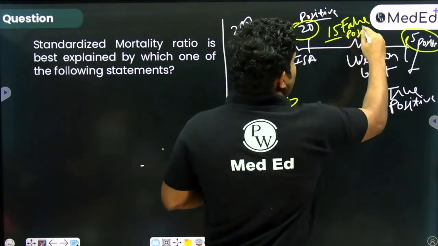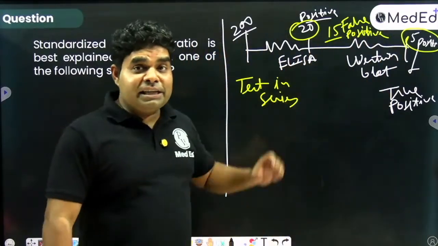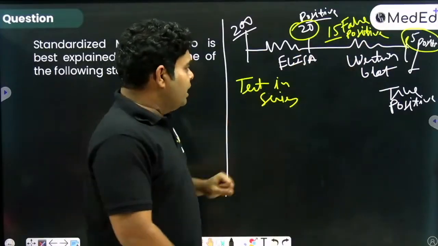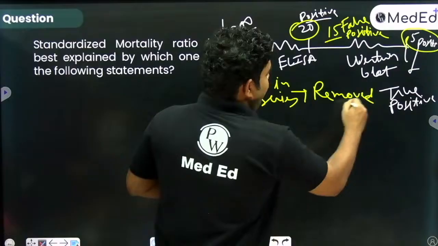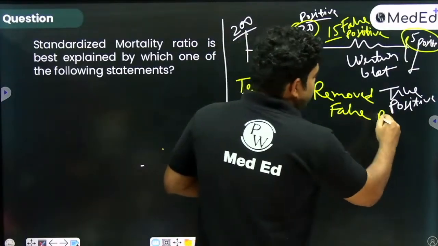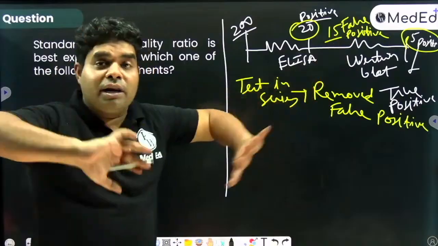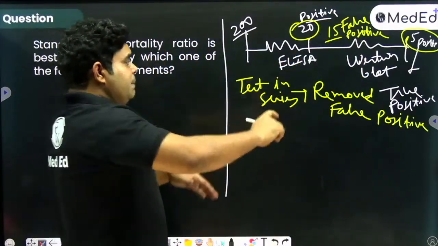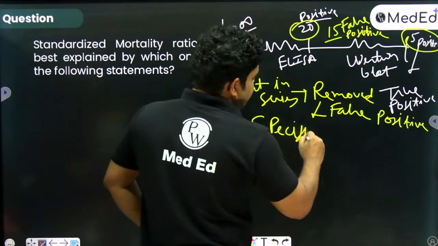ये 15 लोग गलती से ELISA में पॉजिटिव आ गए थे. These 15 wrongly came positive on ELISA, and when we do test in series, we remove false positives. And when you are removing people, you are excluding people. So removing false positives means specificity will increase.